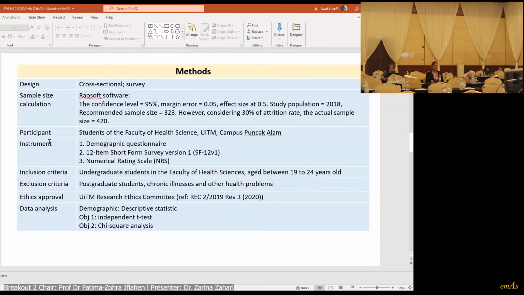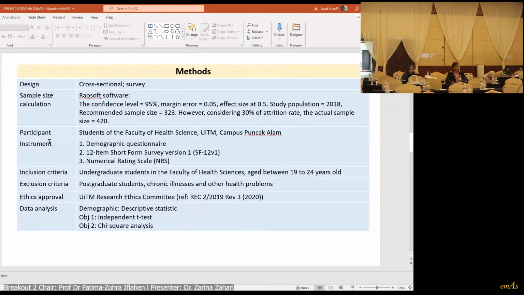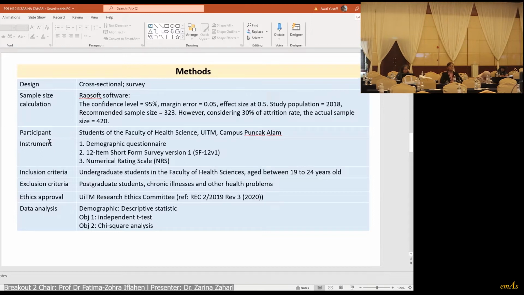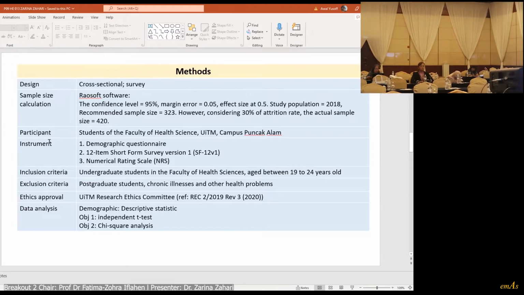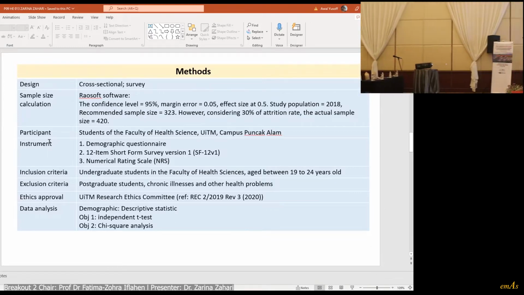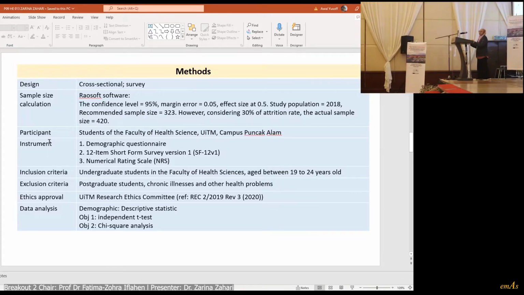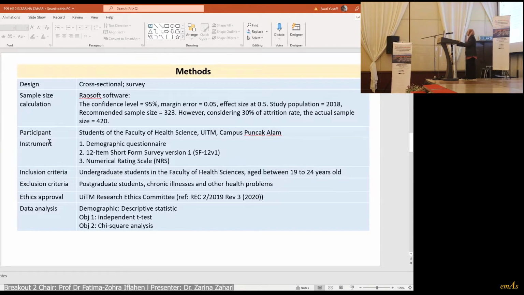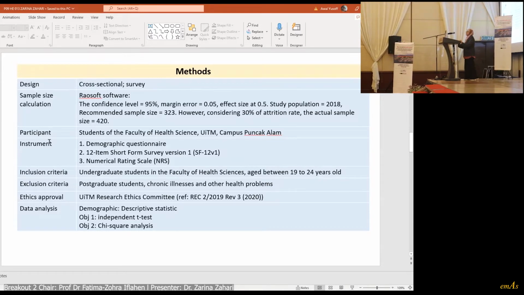This study was designed as a cross-sectional survey. The sample size was calculated using software, and it turned out to be 420 participants, involving students from the Faculty of Health Sciences. We used SF-12 version 1 for quality of life, and the numerical rating scale, in short NRS, for pain intensity.